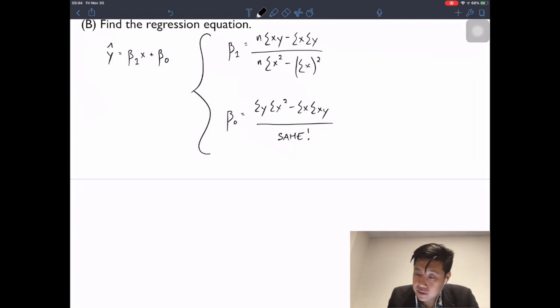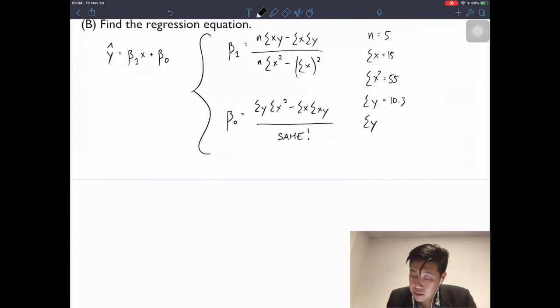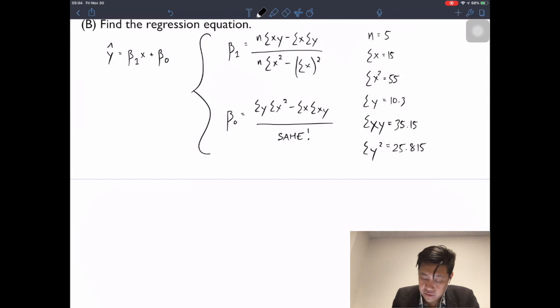So let me write down all these numbers for you. So that's the sample size, right? Then we have the summation of x, which is 15, summation of x squared, which is 55, summation of y, which is 10.3, summation of y squared. No, sorry, I misspoke. xy, there we go. 35.15, and summation of y squared. Now this is the one I wanted to refer to actually, 25.815.